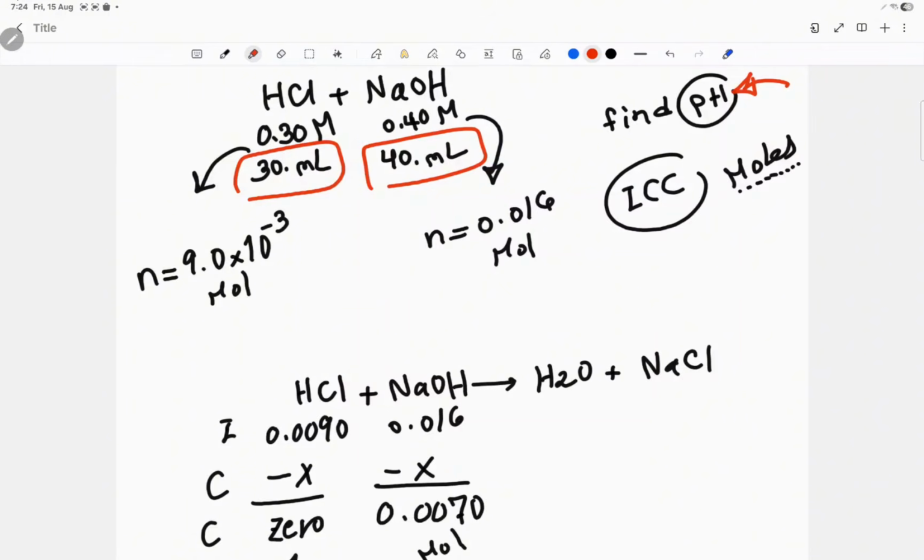Why? Because this is strong and strong, one of them has to become 0. Whether strong with weak or strong with strong, one thing has to become 0 at some point. Then you found the limiting reactant, and you just computed the ICC table.